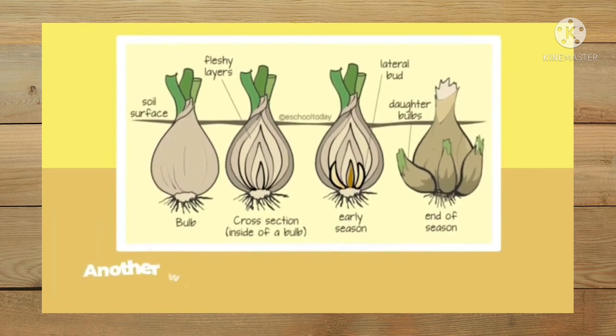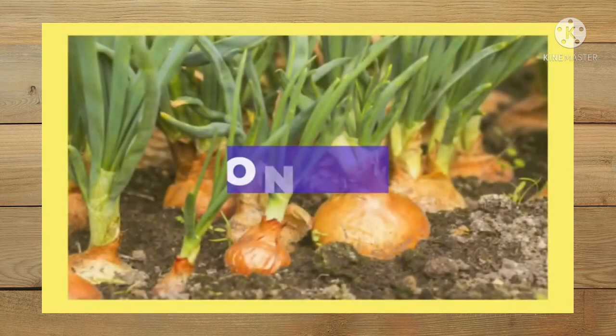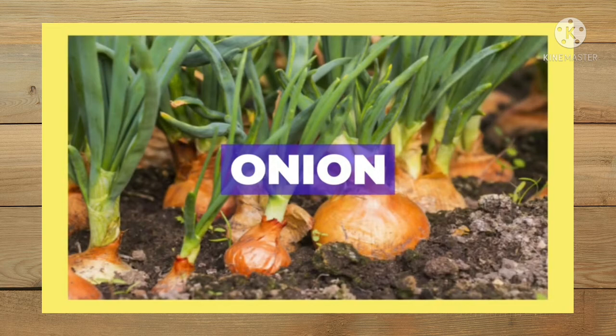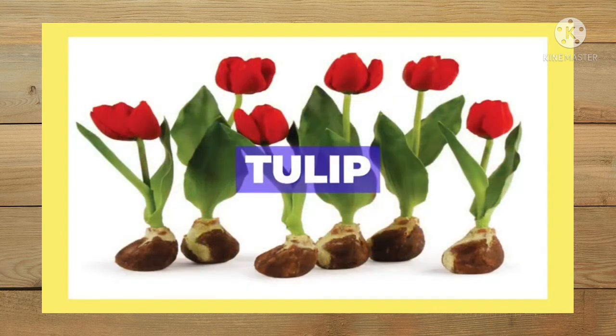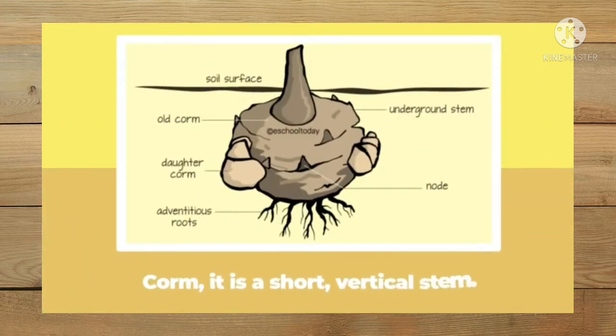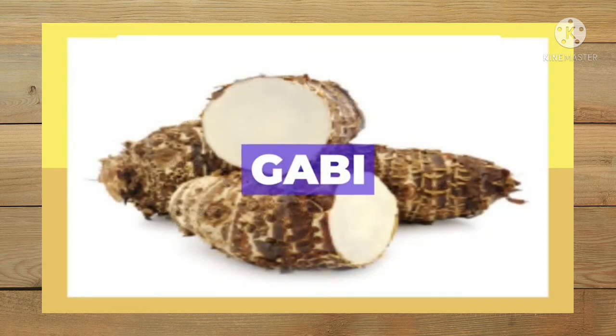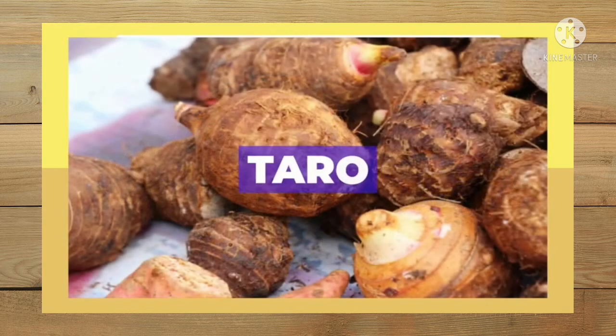Another way of propagating plants is through bulb. It is a round stem with fleshy leaves. The best examples of bulb are onion and tulip. Next one is corm. It is a short, vertical stem. Examples of corm are gabi and taro.